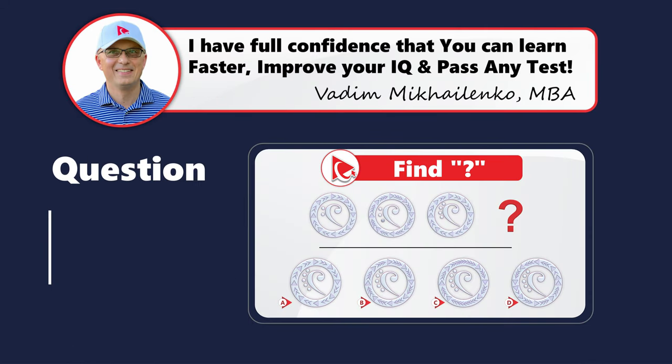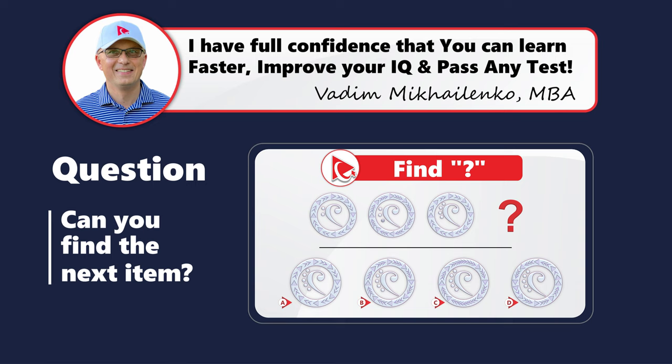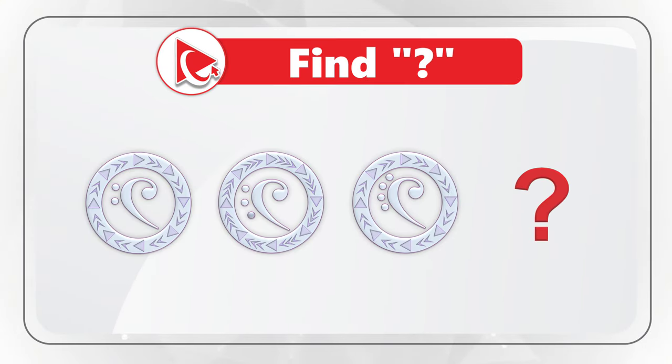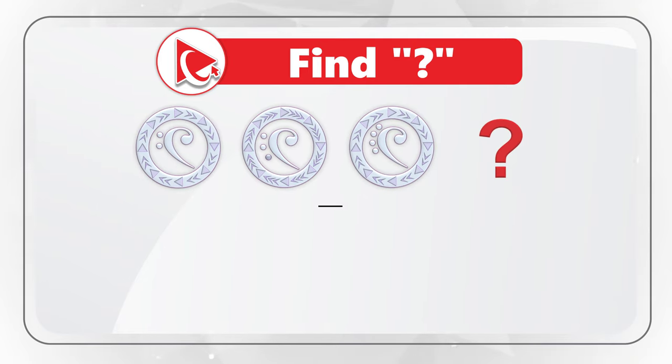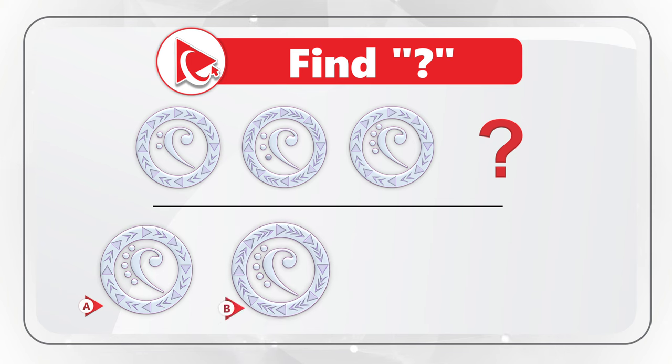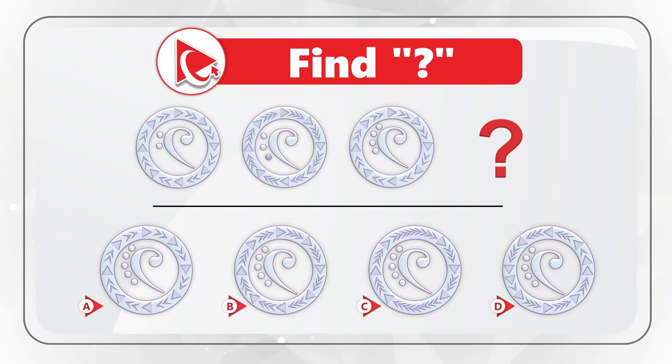Let's look at the very interesting question, which really makes you think. You're presented with three shapes, and the fourth shape is missing. You need to select the missing shape out of four different choices. Choices A, B, C, and D. Take a close look at the pattern of shapes to see if you can come up with the solution.